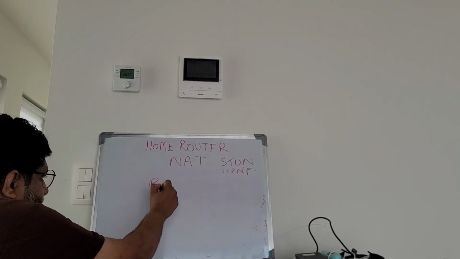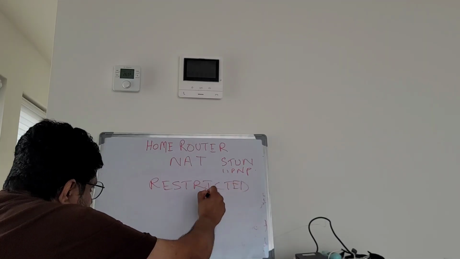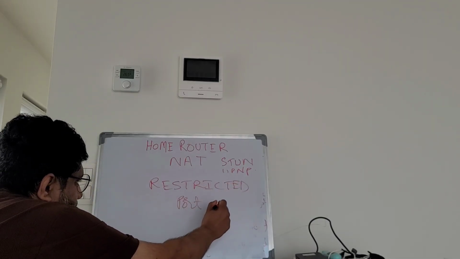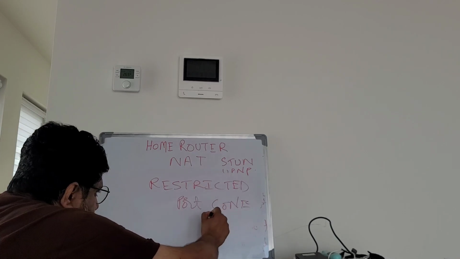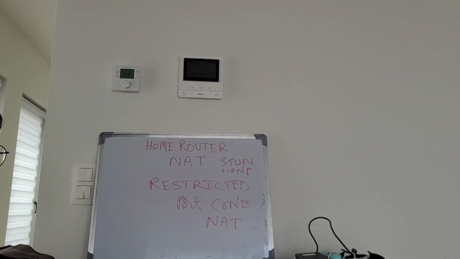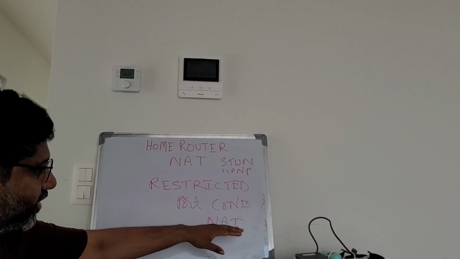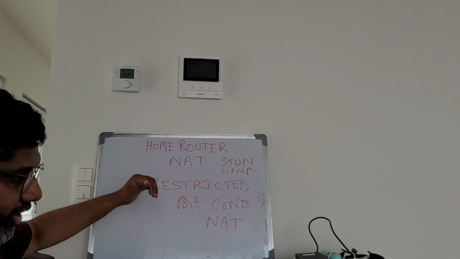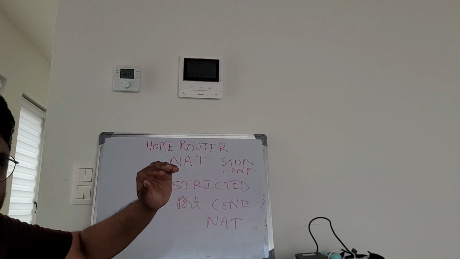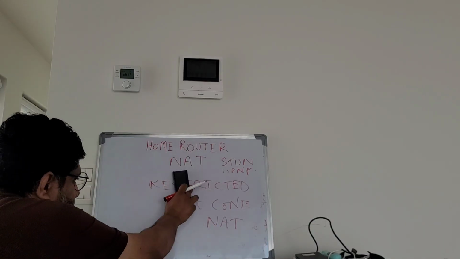Then next is restricted port cone NAT. It is similar to restricted address, only the difference is the internal client should have communicated over the public address plus the port. If the port is not matching the mapping in the home router, then the external client cannot reach the internal client. So the internal client should have sent a packet to the mapping, that is a public IP address and the port. So that's why it is restricted port cone NAT.